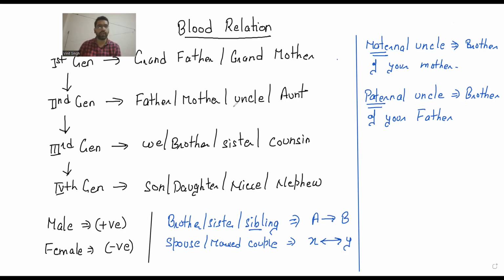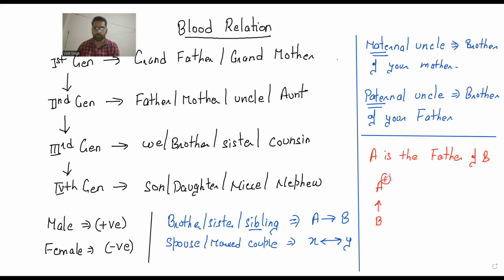First of all, you have to create the generation. If it is given A is the father of B, how will we represent it? A is the father. Now the generation of A will be higher than B. We will write like that. A is the father. Father means positive. Clear? A is the father of B. Now B can be a son or a daughter of A. Clear?